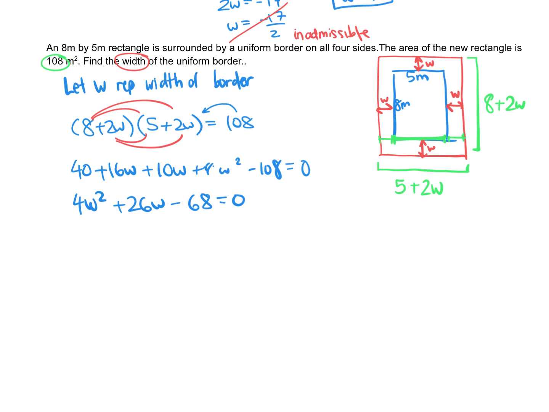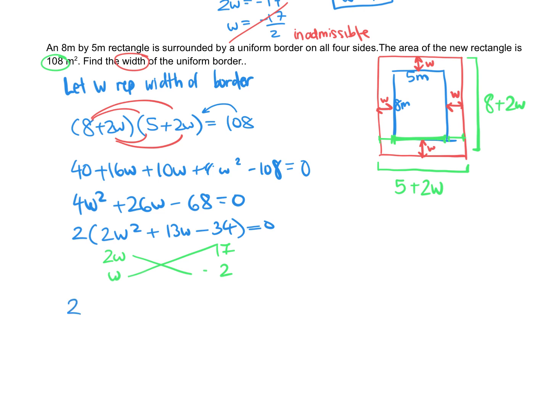Now I can do crisscross from here, but I would like to make my numbers a little smaller, so I'm going to factor out a 2. So I'm dividing each coefficient by 2. And now I'm going to crisscross what's left in the bracket. So 2W times W, and for 34, I'm thinking 2 times 17. I think the 17 should be on its own with the W, and the 2 goes with the 2W. I'll try that negative. So 17W, negative 4W, that does add up to the 13.